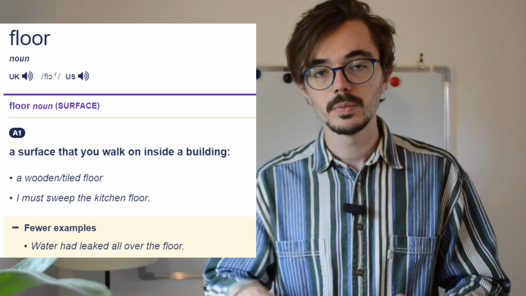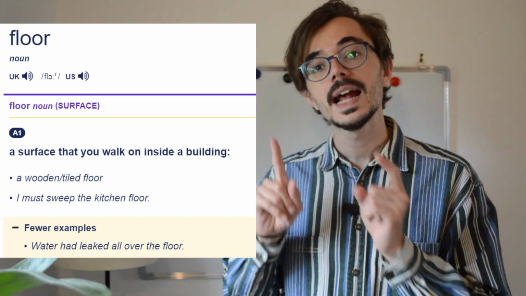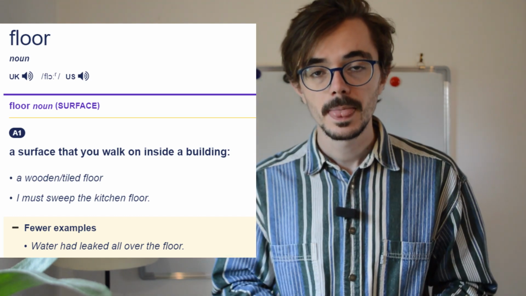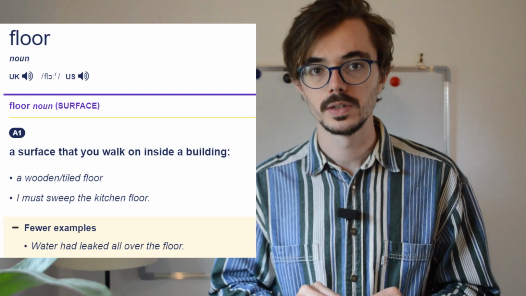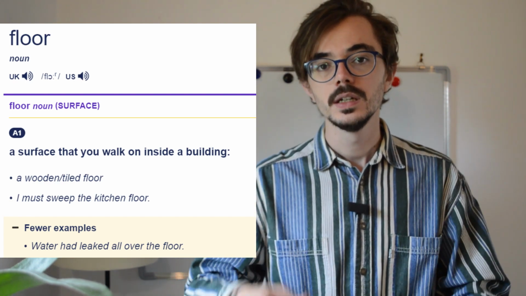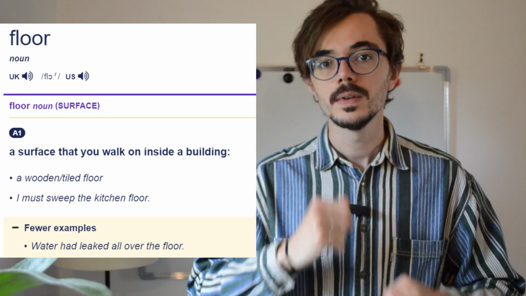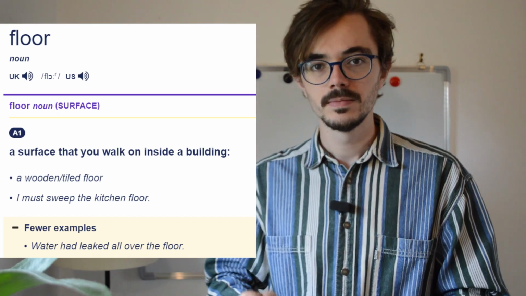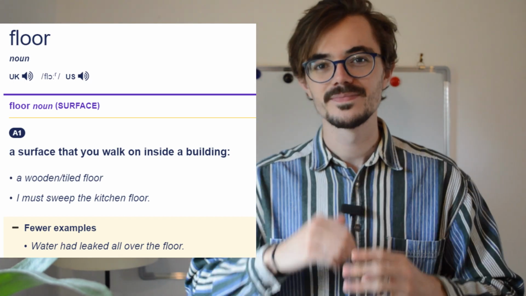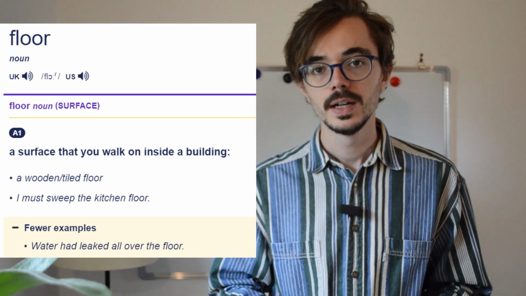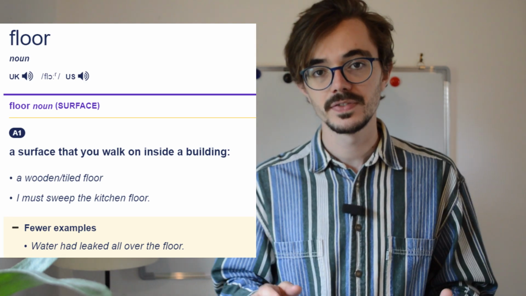Inside a building, we talk about the floor, and outside a building, we talk about the ground. So when you're in a building, you don't use the word ground, and when you're outside, you don't use the word floor. Now, the floor can have many different surfaces.